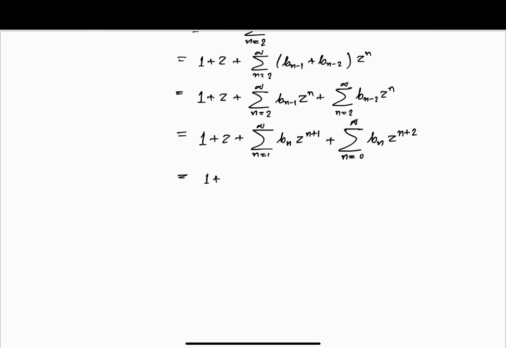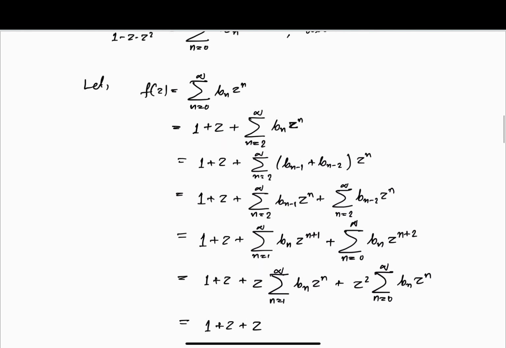Therefore you can write, taking z common from this one, this is n equals 1 to infinity b_n z^n plus, taking z square common, n equals 0 to infinity b_n z^n. Now look, this is the sum from n equals 1 to infinity, but here it is the sum from 0 to infinity. So we will just subtract the first term and write the sum from 0 to infinity.